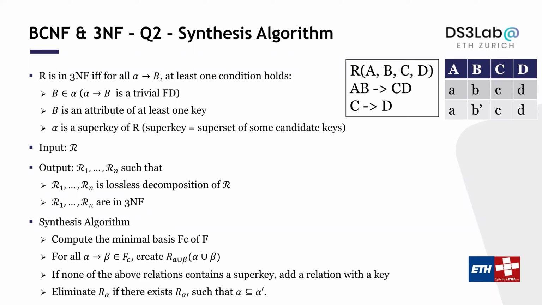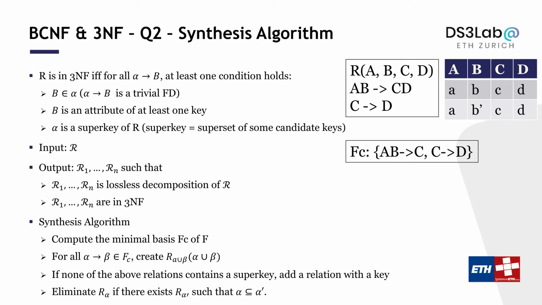Then our last step: you eliminate those relations that are a subset of some other relation. If you have a relation R alpha, and you also have R alpha prime, and alpha is a subset of alpha prime, you get rid of R alpha. You try to merge those relations at the end. If you follow this, you are going to have a lossless decomposition of the original relation R, and each of the relations in the decomposition is going to be in third normal form.